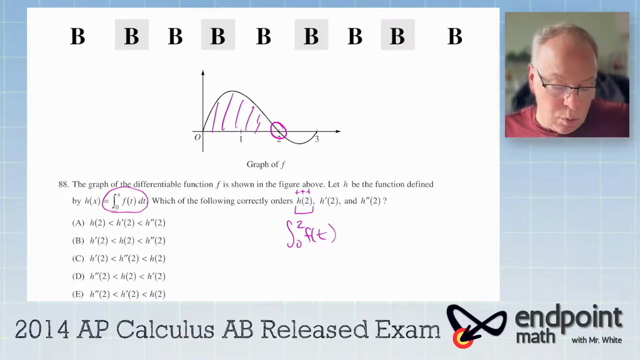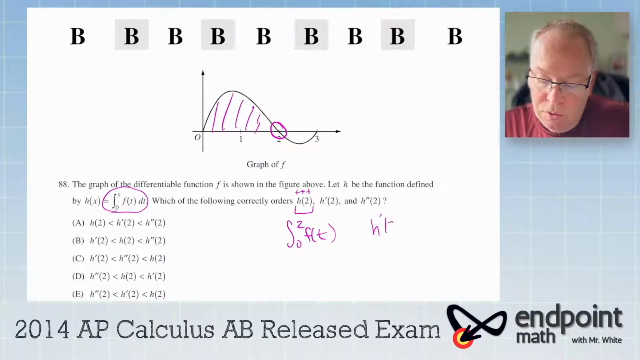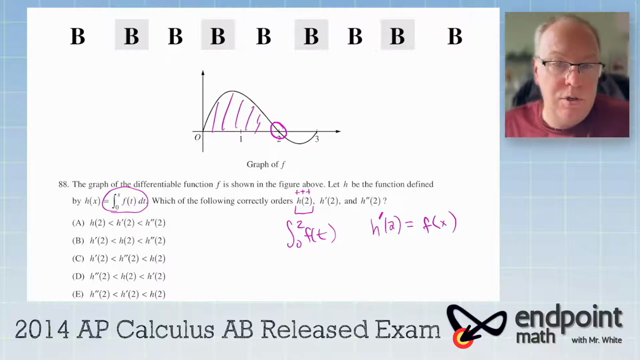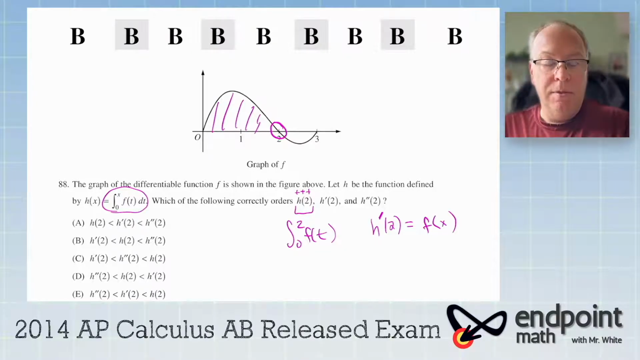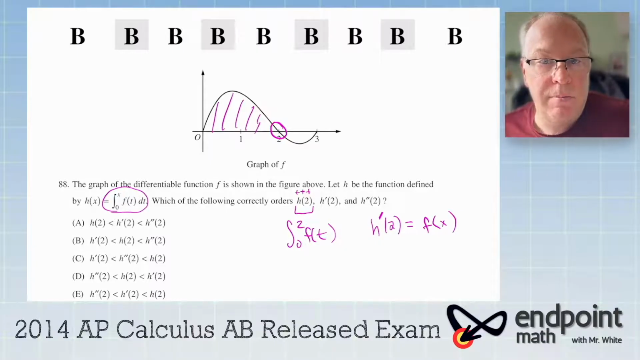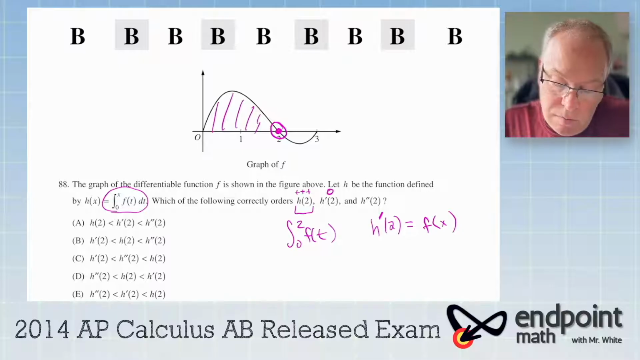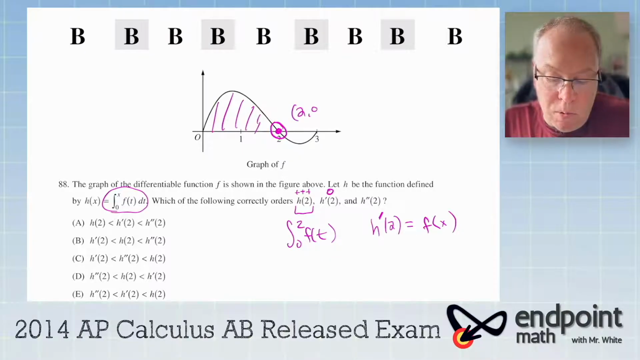So the derivative of an integral is just the function. Okay, so let me write that down. H of 2 is actually just what we're looking at here. H prime, I think I said it wrong, H prime of 2 would just be the derivative of an integral with x plugged in, so that would be f of x. So this would be 0.